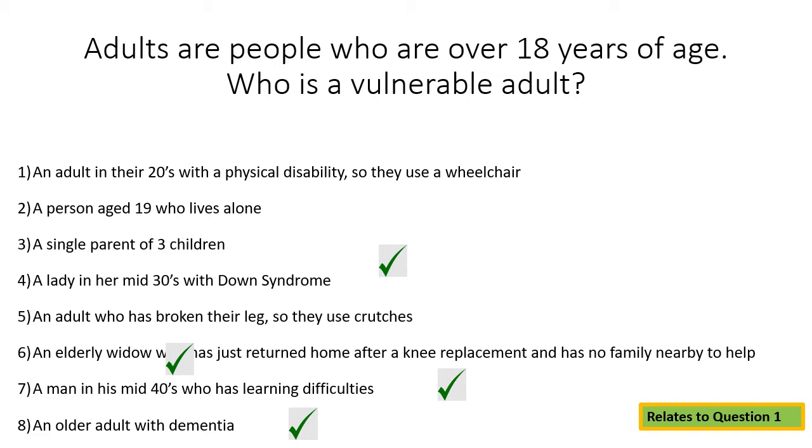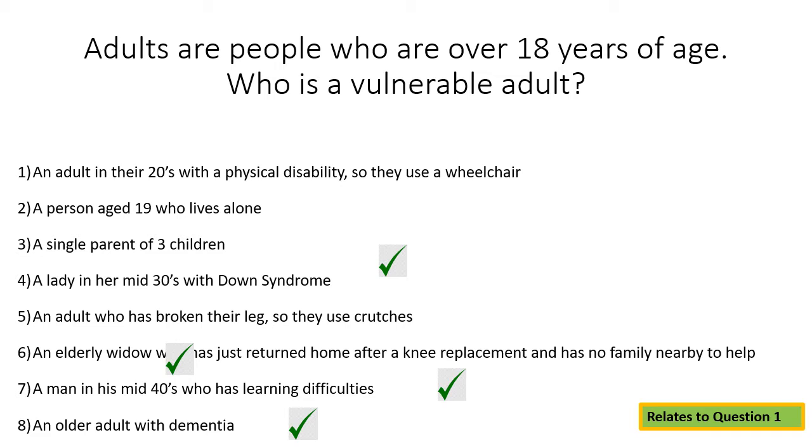Now, you may be surprised that there are only 4. You may have thought there were more. Sometimes when we look at this exercise, people will say, well, an adult who has broken their leg and is using crutches could be a vulnerable adult. But actually, they've broken the leg, they're using crutches, it could be short term. They may get used to the crutches. There will be support available, but it's something that they'll get used to, and as I said, it's just short term.